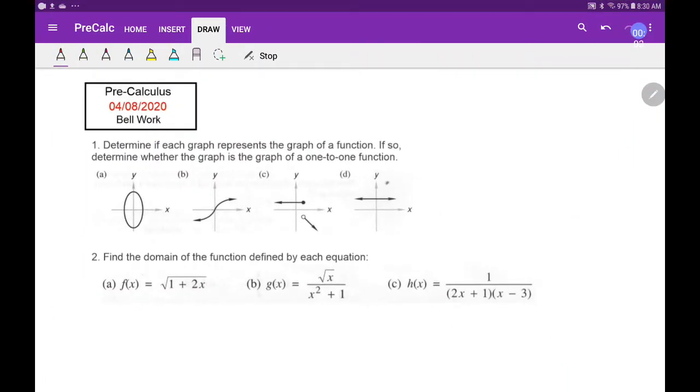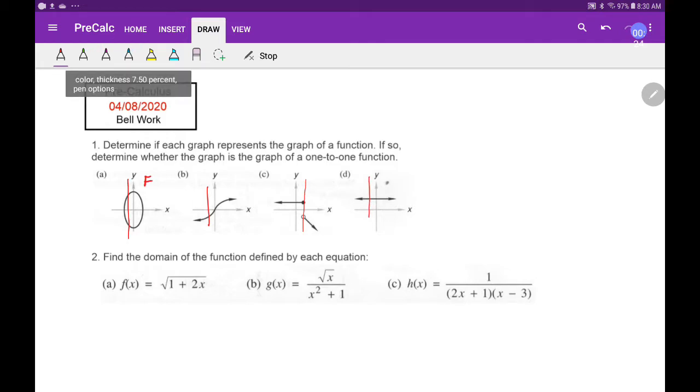Determine if each graph represents the graph of a function. Well, we can do that with the vertical line test. So let's see. This definitely fails. This one passes. This one passes even at this point because the other point's not allowed. And this one passes. So this is our only failure.